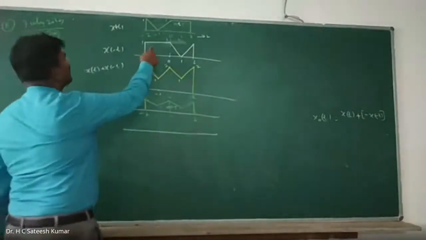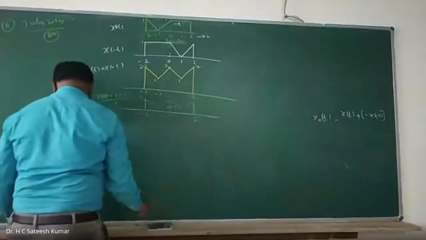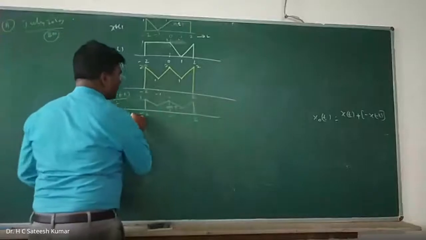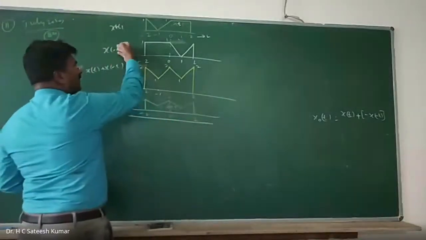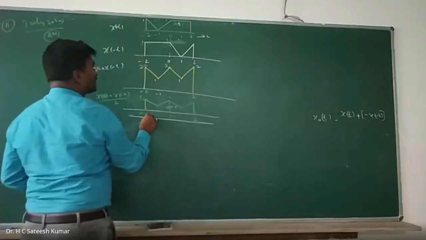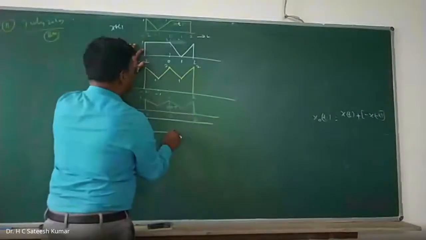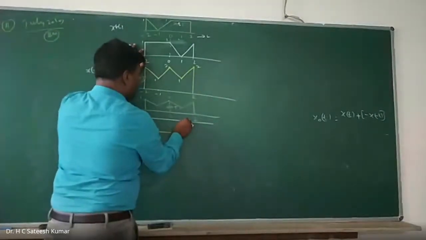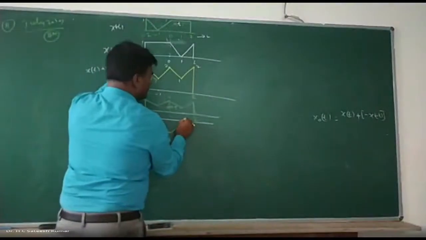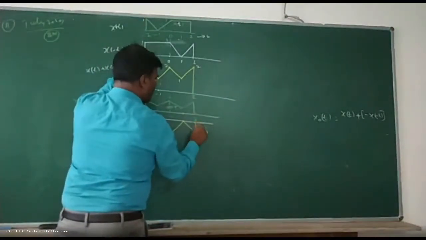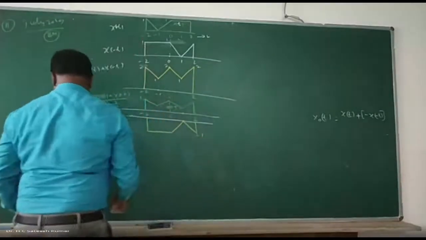This is x of t, minus x of minus t. This is x of minus t. Minus x of minus t is just folding vertically. Fold this one vertically. Up to 0 it remains the same, and up to 1 it will be like this. Vertical folding of this one. This will be minus 1. Now we add it.